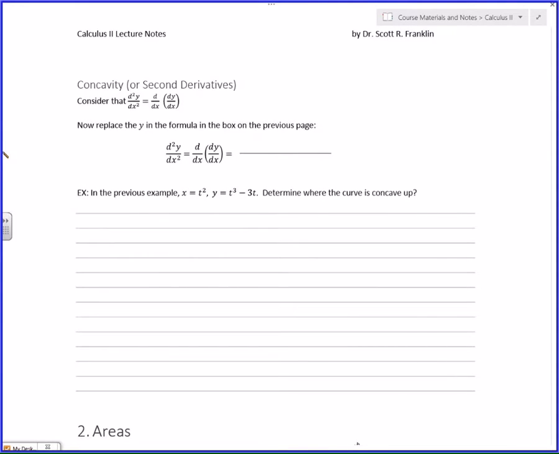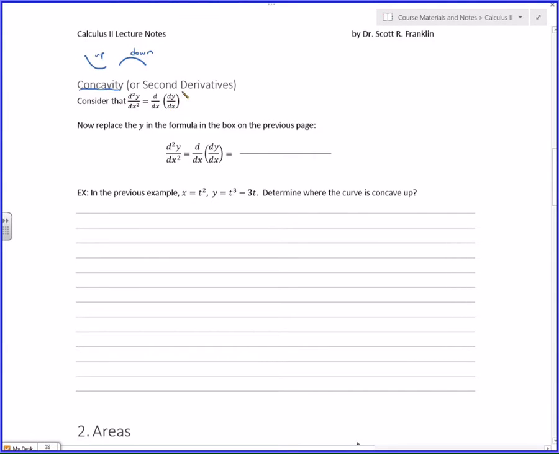But for second derivatives, that tells you concave up or concave down, right? Concave up or concave down is the second derivative. So if we want to find the second derivative with respect to x, then it's d/dx of dy/dx. It's the derivative of the derivative with respect to x.